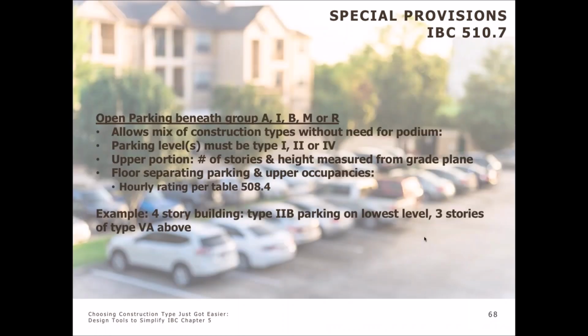510.7 is similar to 510.4. Really the two main differences are that here it opens up the possibility for occupancies of the building above the parking, and then it also allows type 2 construction to be introduced for that parking level. So just another option that does allow mixing of construction types within one building.